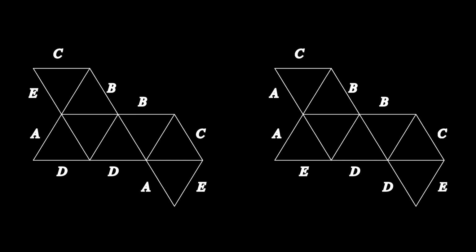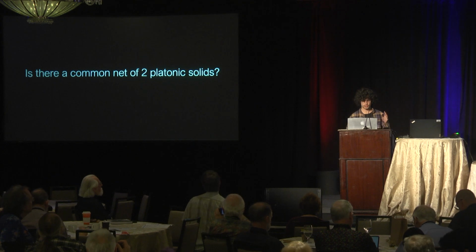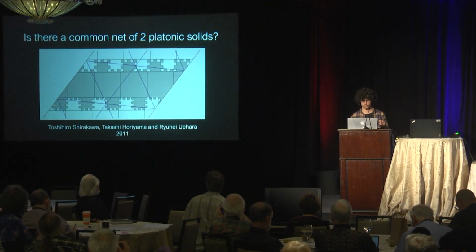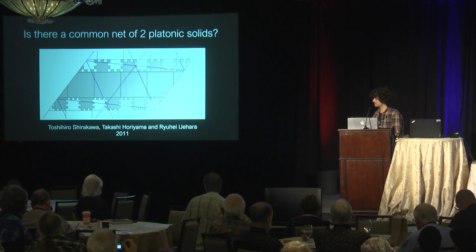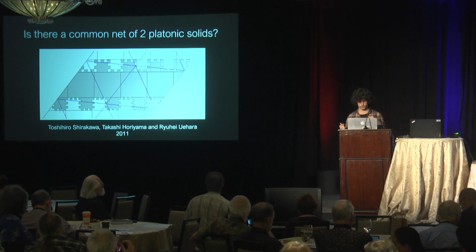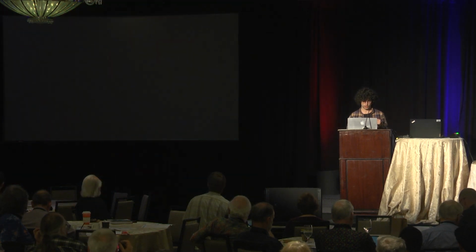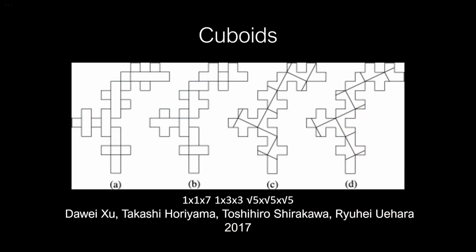There are some open questions, like, is there any common net of two Platonic solids? It was partially answered by Uehara, which is actually here. It's a fractal net, thought to have infinite iterations, to fold into both a tetrahedron and a cube. And there are a lot of studies about cuboids, also by Uehara and co-workers.